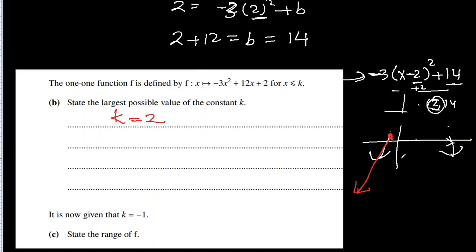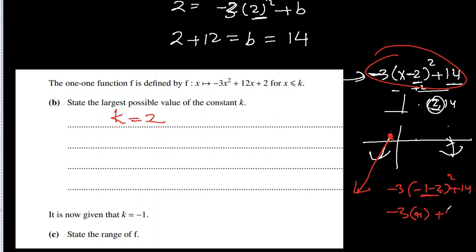Range is the y values. If this is minus 1, what is the y value? So let's substitute in the equation we have here. Minus 3, and x is minus 1 they're saying, so (minus 1 minus 2) squared plus 14. So it will be minus 3 times minus 3 squared, which is 9, plus 14. So it becomes minus 27 plus 14, which is minus 13. That means the y coordinate of this point is (minus 1, minus 13). So the maximum value y can have is minus 13. All values of this are under minus 13.